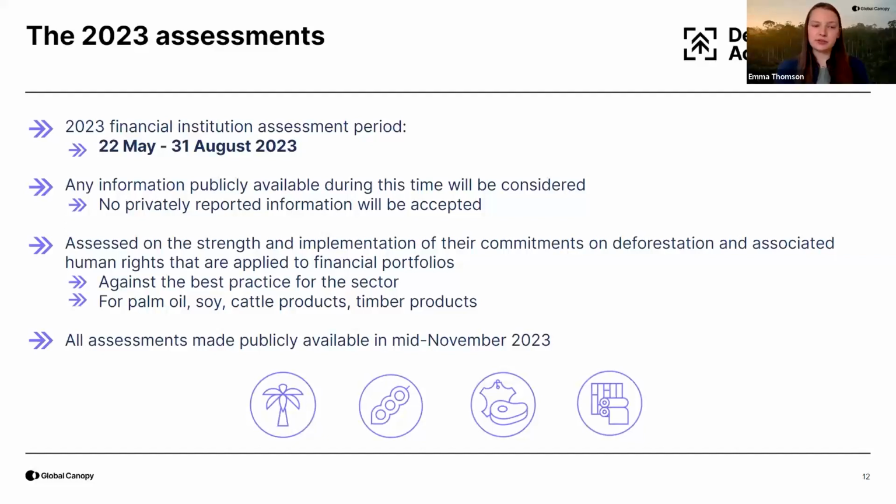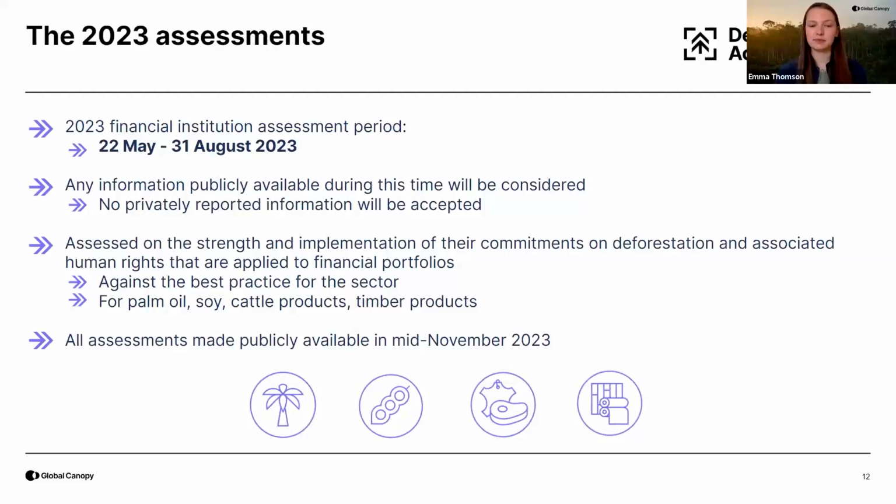All 723 institutions will be assessed on the strength and implementation of their commitments or policies on deforestation and associated human rights that are applied to your financial portfolios. This is against the best practice for the sector, which is aligned with the finance sector roadmap that Sarah walked us through, and as a result also aligned with the Accountability Framework Initiative and their common methodology and operational guidance.